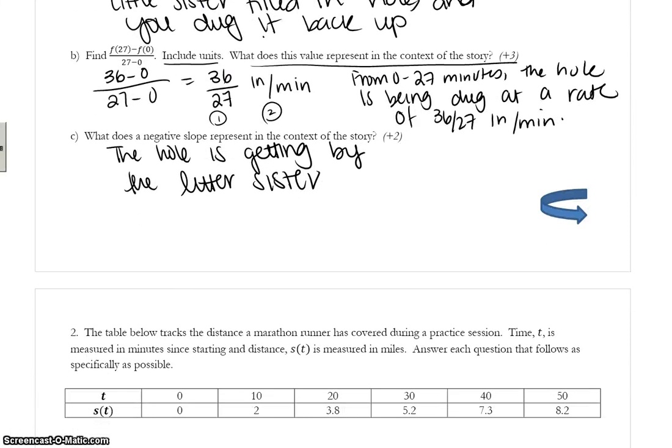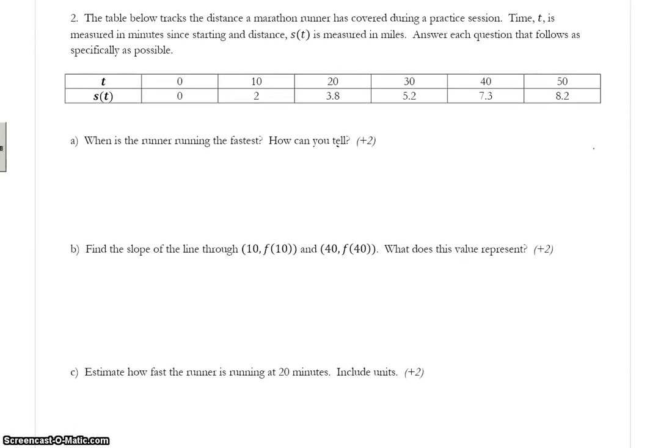So let's take a look at our next one. It says the table below tracks the distance a marathon runner has covered during a practice session. Time t is measured in minutes since starting, and distance s of t is measured in miles. So we have s of t, which is distance in miles, and t is time in minutes. So those are our units. Answer each question that follows as specifically as possible. When is the runner running the fastest? How can you tell?